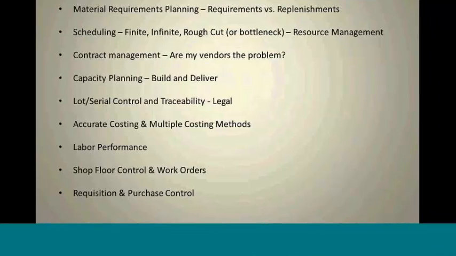Shop floor control and work orders, obviously paper floating around on the floor, pages can disappear. Having it electronically also gives visibility to the planners and the manufacturing production manager so that he can tell at any given point where the work orders are, who has them, what stage they're in, rather than having to walk around to find out where particular jobs are.